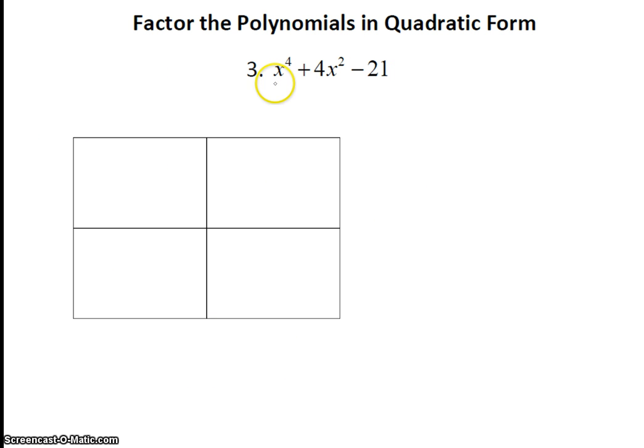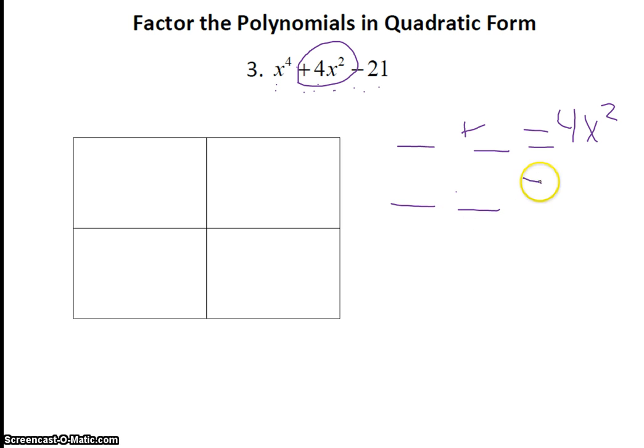So now we're back with 3 terms, and this is where we're going to factor quadratic style. This factors just like x squared plus 4x minus 21. And we're going to find 2 numbers that add to be the middle term, which is 4x squared, and 2 numbers that multiply to be the product of the outer 2 numbers, so minus 21x to the 4th.